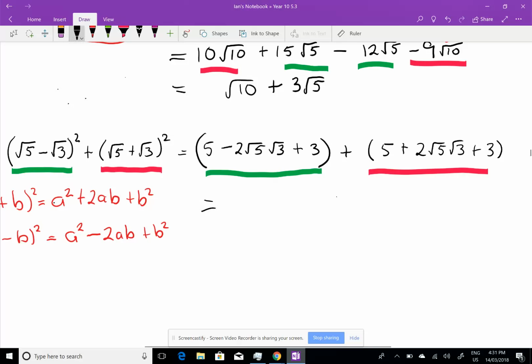Okay. Well, 5 plus 3 is 8, minus root 5 times root 3 is 15, so I've got 2 root 15s. Plus 5 plus 3 is 8, plus 2 root 5 times root 3 is 15. These two things will cancel each other out. I get 8 plus 8, I get 16.